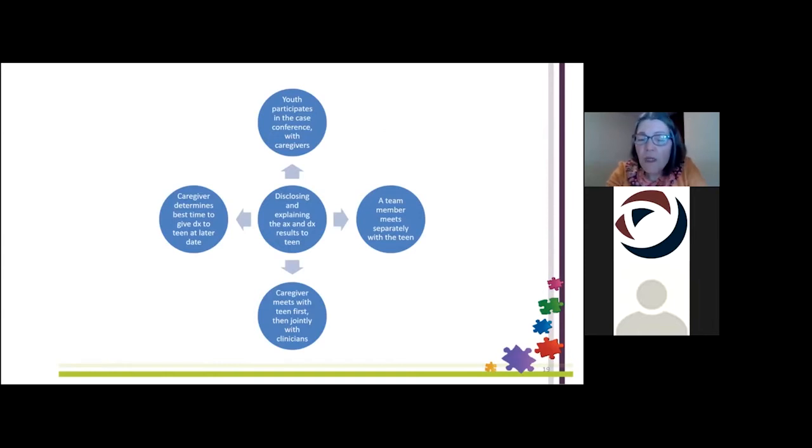The caregiver could meet with the team first, then jointly with the clinicians, or the caregiver best determines the time to give the diagnosis at a later date. But this is always done in conjunction with the caregiver, legal guardian, and it can be dependent on the teen's maturity level, their level of understanding, and whether there's any emotional issues that may be present at the time.